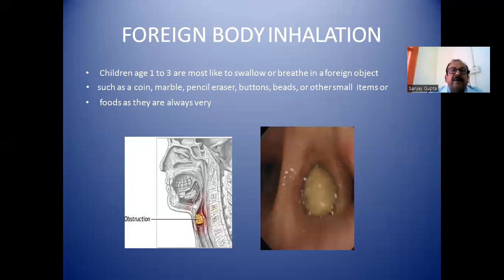An important topic causing stridor in infants is foreign body inhalation. Children between the ages of 1 to 3 are most likely to swallow or breathe in a foreign object, such as a coin, marble, pencil, eraser, buttons, beads, or smaller items, or food, seeds, etc. may be inhaled. Now, this is a foreign body lodged and impacted in the glottis area.